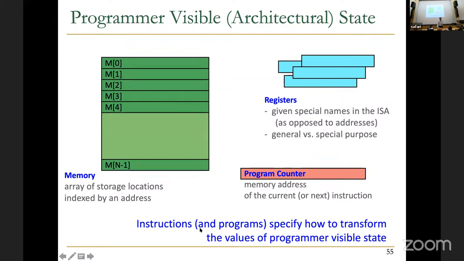So if you think about this, programs are essentially a set of instructions, right? They specify how to transform the values of programmer visible state. So we're talking about state, right? The reason I use the name state over here is for a particular reason, because we've seen state in sequential logic. This is the same state. These are actually state variables. And this is the entire state of the machine, assuming that this is all you have that's programmer visible. This is the state of the machine that's visible to the programmer.